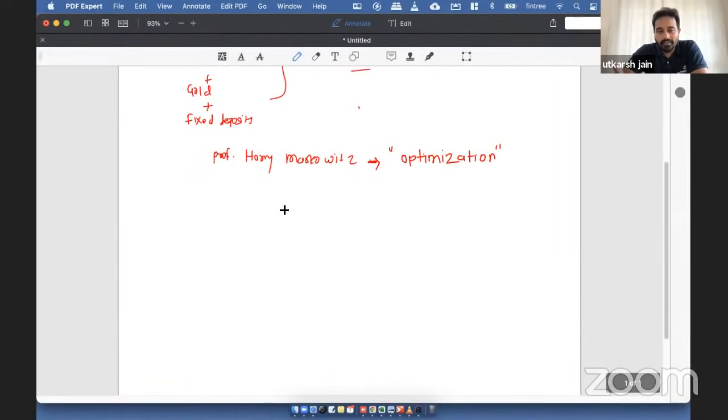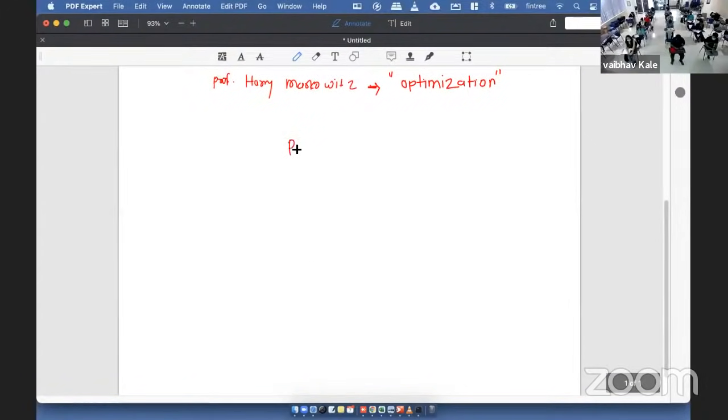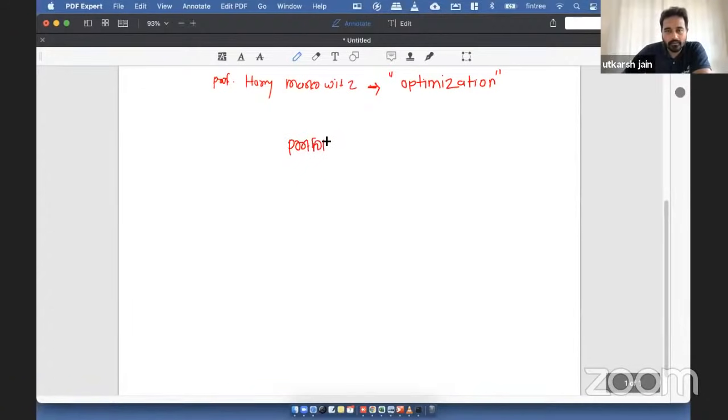So what do you mean by optimization? What are we really trying to achieve here? What is it that we want to achieve? Okay. So what Harry Markowitz proposed in a very nutshell is, he was like, you should have a portfolio approach of looking at things. Okay. And what do you mean by a portfolio approach?